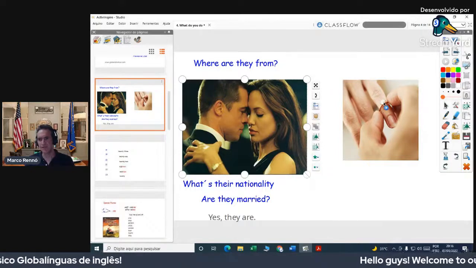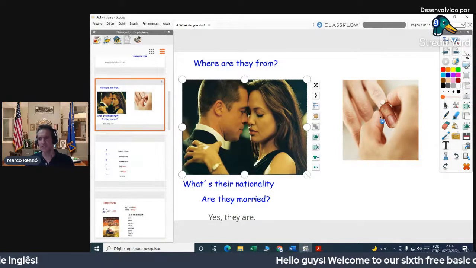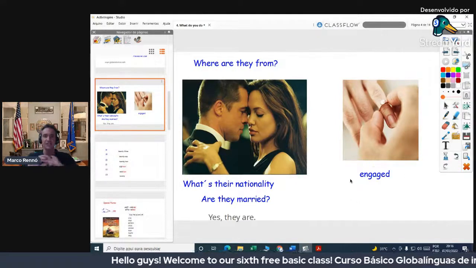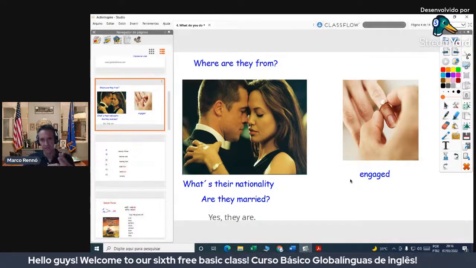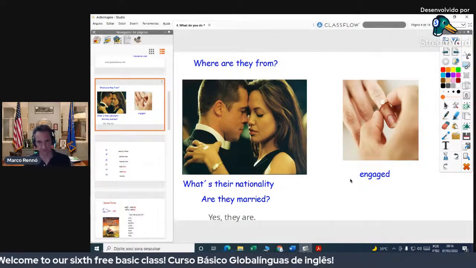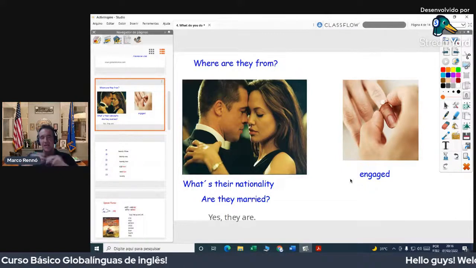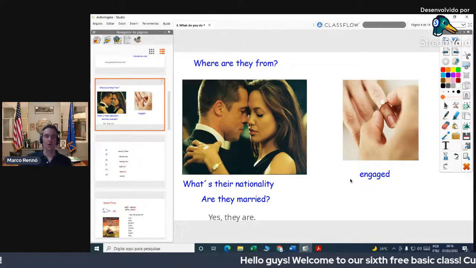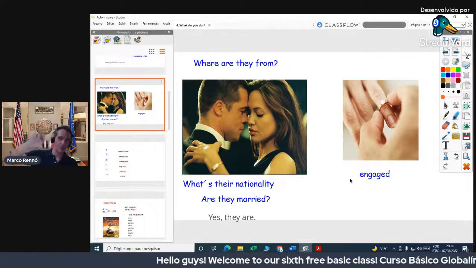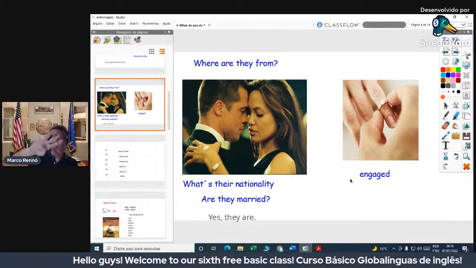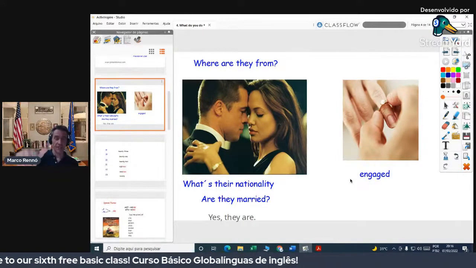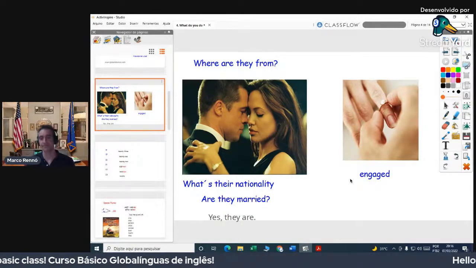And what about this? Is she married? No, she isn't, but she is engaged. Remember, we studied engaged. Before getting married, you get engaged. Like you spend 6 months, 1 year engaged, and then after you get married, right? So: married, single, divorced, engaged, a widow, and a widower, right?